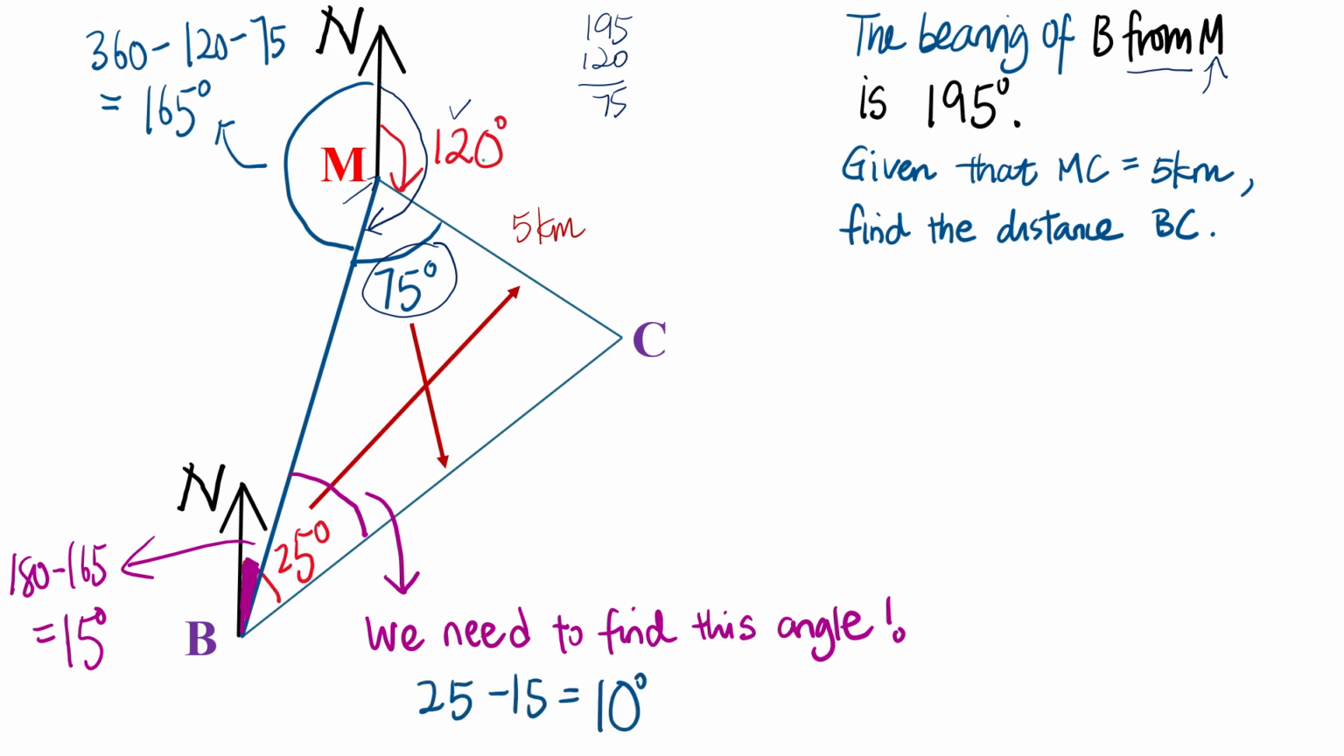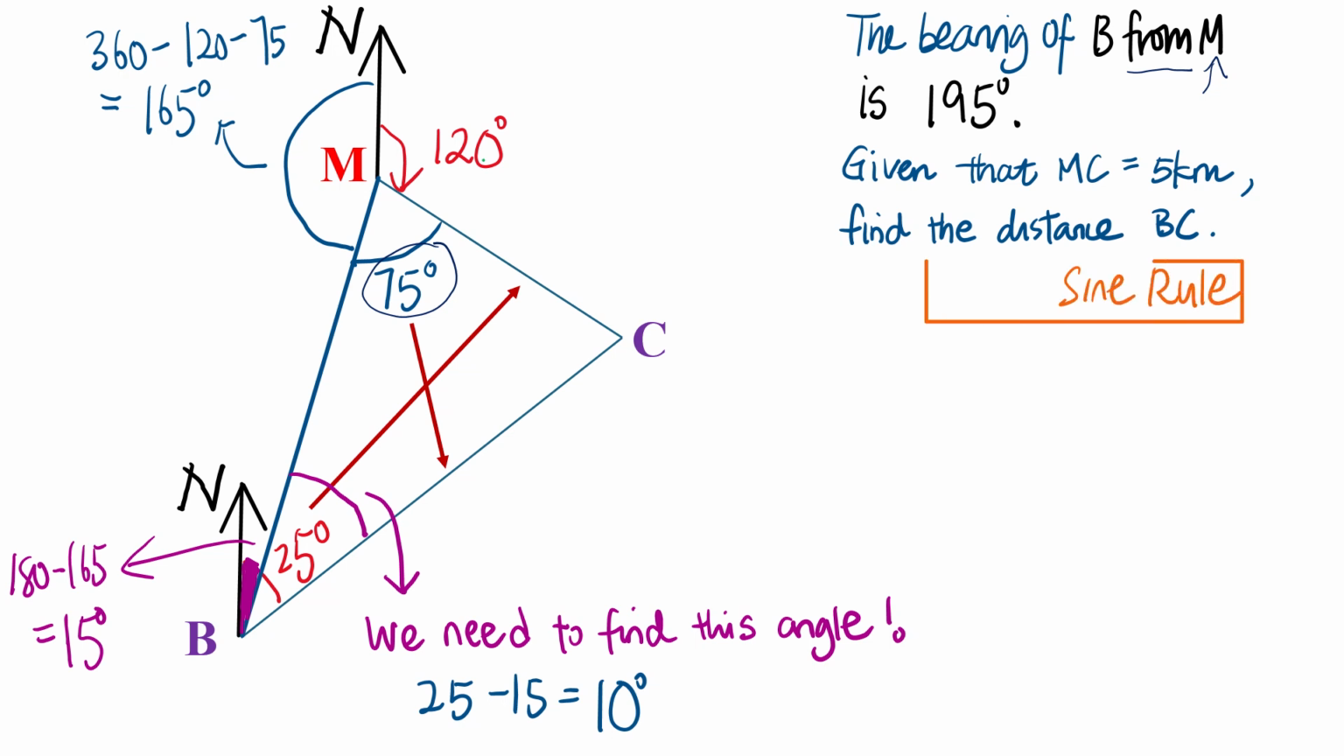And why does finding MBC help us to find distance BC? Yes, using angle MBC and angle BMC, I can use sine rule to help us find the length BC. So what is sine rule? Right, so it can be sine of angle A over the opposite side equals to sine of another angle B over the opposite side. So we're going to label. It's important that you do the labeling so that you can do the correct substitution.